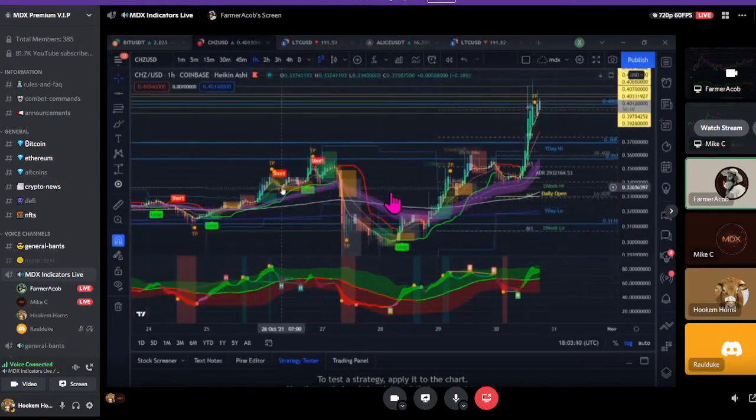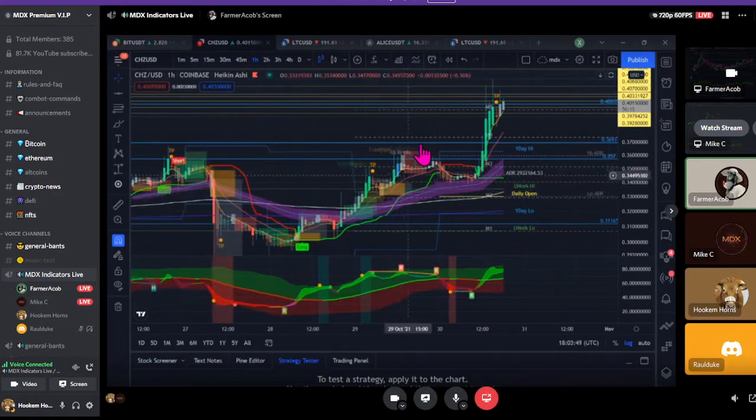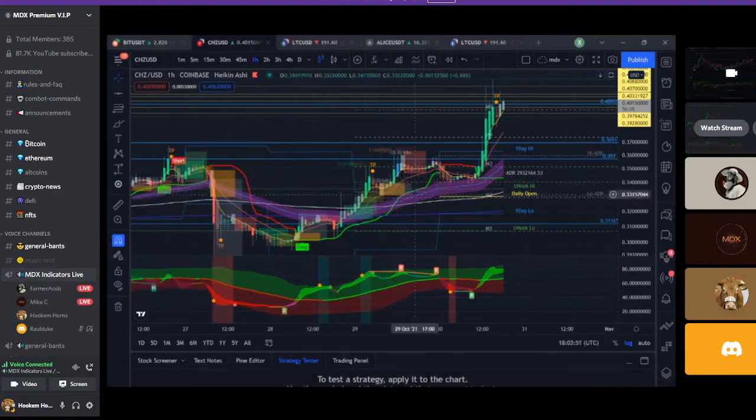Even when Sydney, Tokyo, and Hong Kong are open at the same time, they still don't have as much liquidity as those 4 hours I just mentioned.